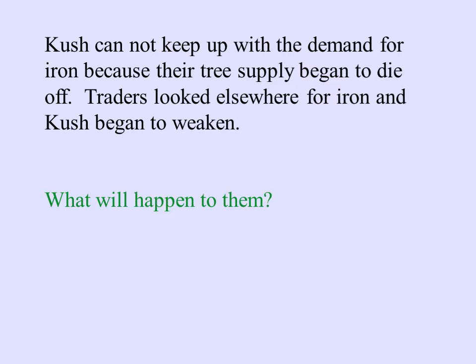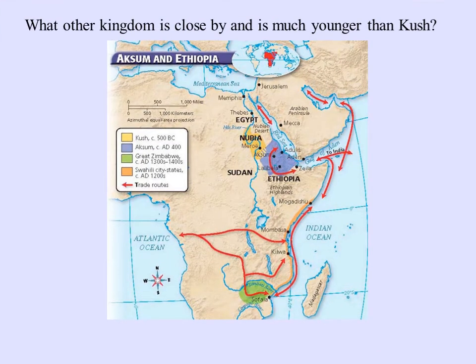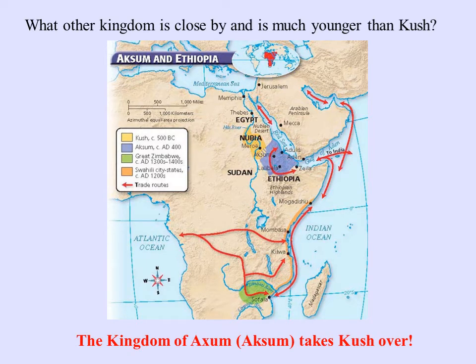And so traders are going to start looking in other places for their iron, and Kush is going to become very, very weak economically. And of course, when your economy falls, everything starts to fall apart. And so let's find out what's going to happen to these poor people. The kingdom that is very, very close to them is Axum. Again, you can spell it both ways. So look here on the map. You can see how close together they are from one another. So it's not like it was a giant leap to go in and take them over.